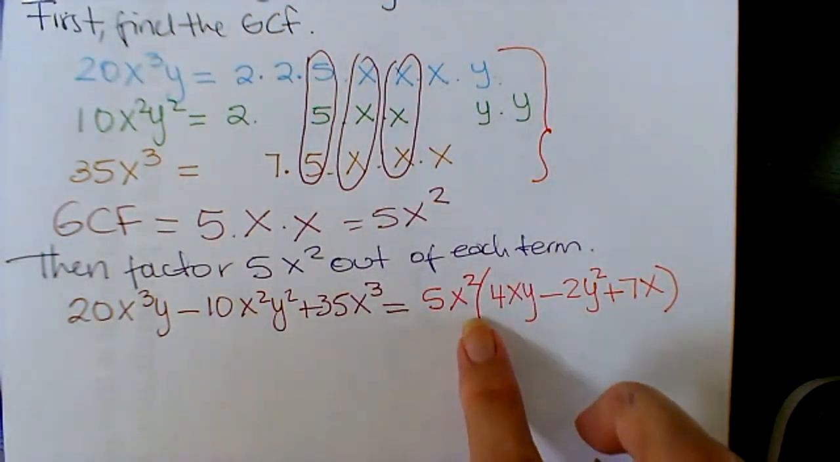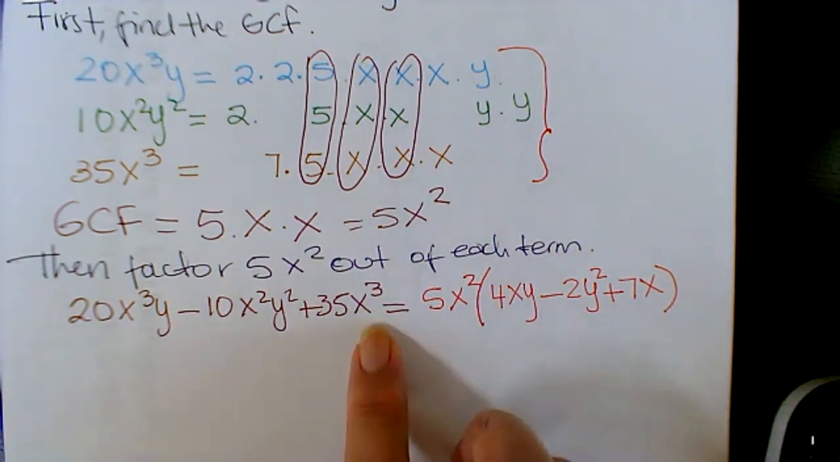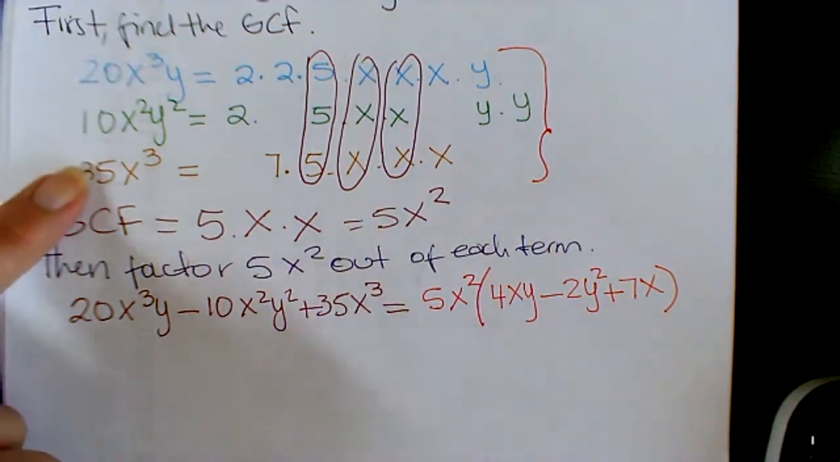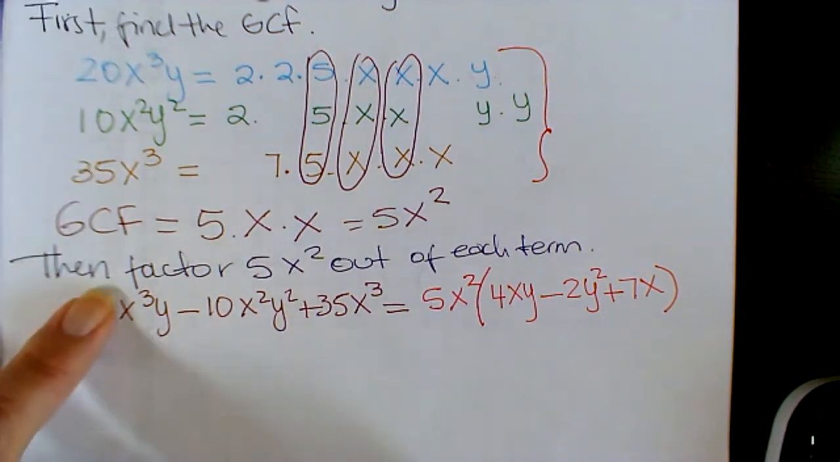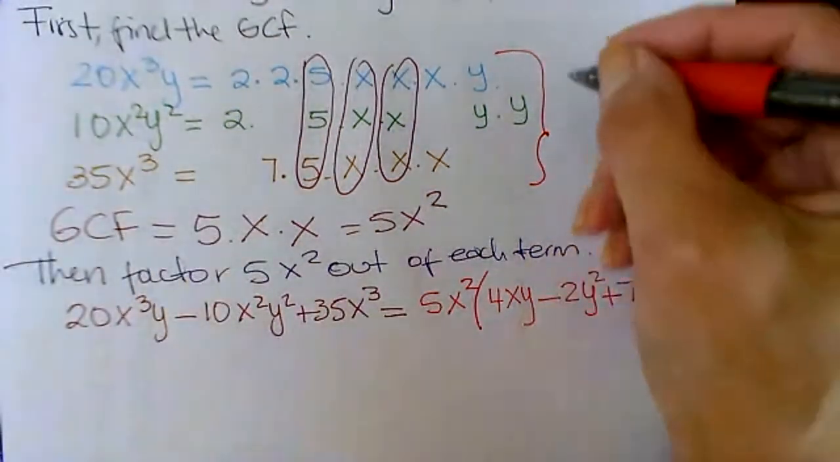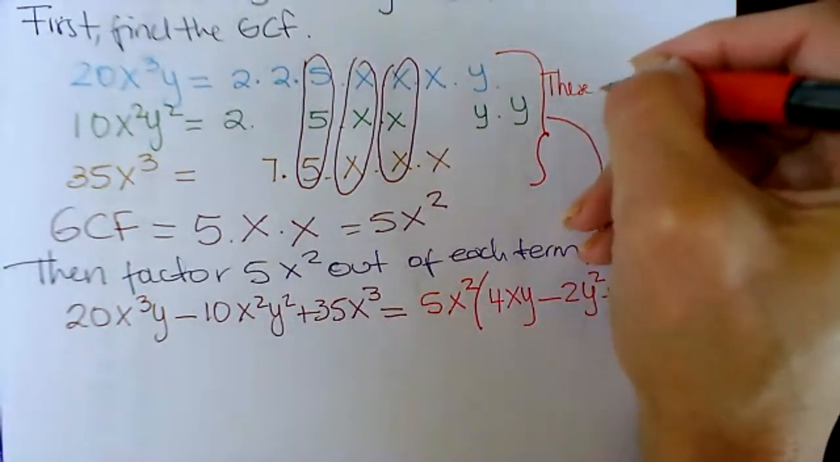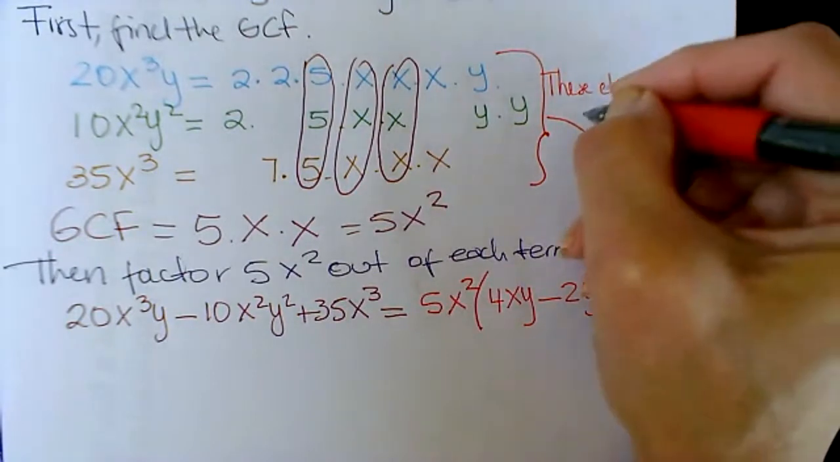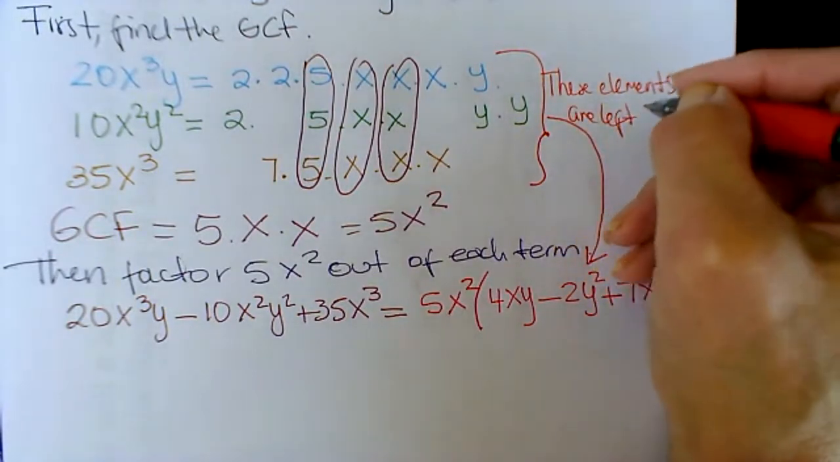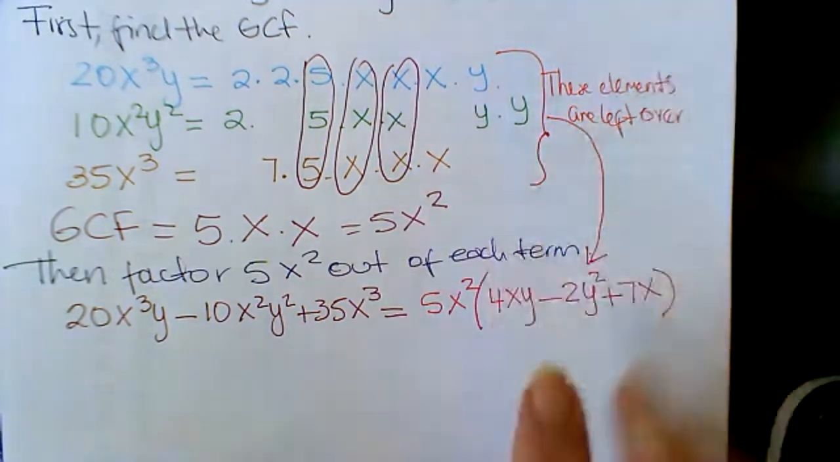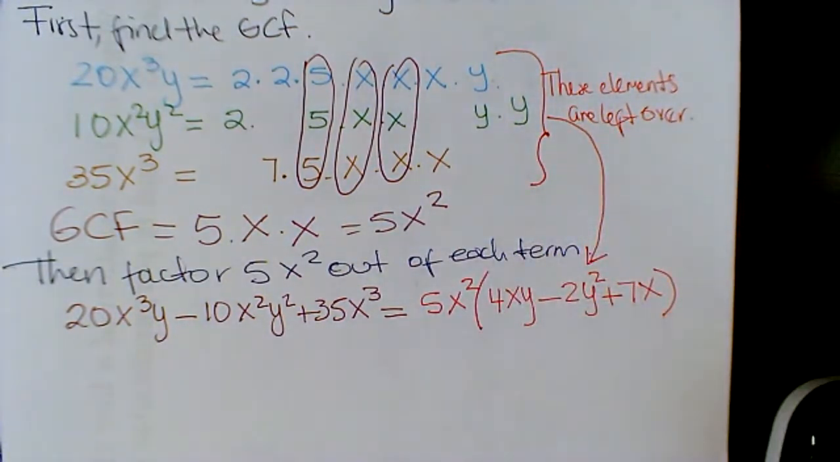So I just factored out this polynomial. The first part was finding the greatest common factor. The second part is factoring it out. And these elements, like I just said, are the leftover. Those are the elements that are going to go there, okay? Go ahead, write it down. Sorry. Go ahead and write it down.